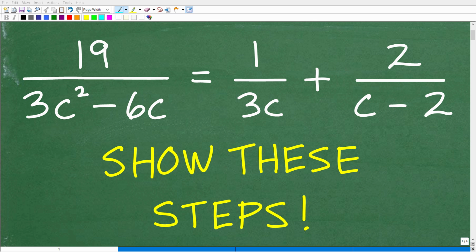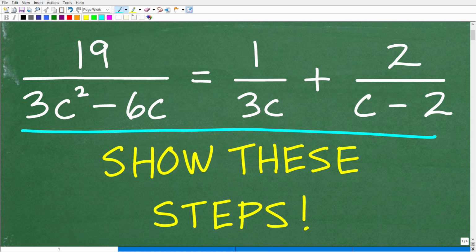Okay, so if you want to be successful in algebra, you absolutely need to be able to understand every single step that you are taking to solve a problem. So let's take this equation for example. We want to solve for c, and the equation is 19 over 3c squared minus 6c is equal to 1 over 3c plus 2 over c minus 2. Again, we want to solve for c, but we want to justify every single step that we are taking.